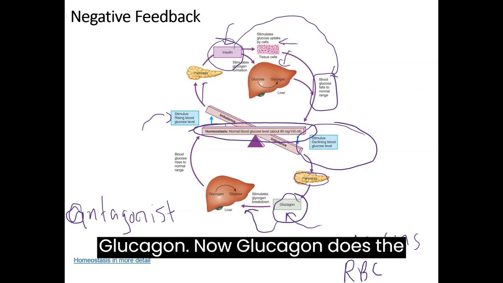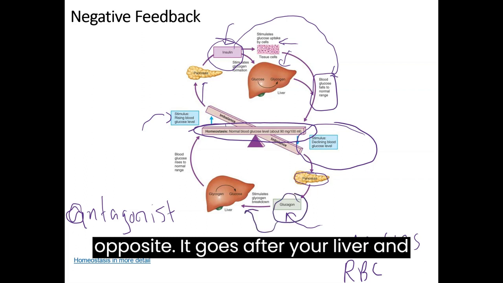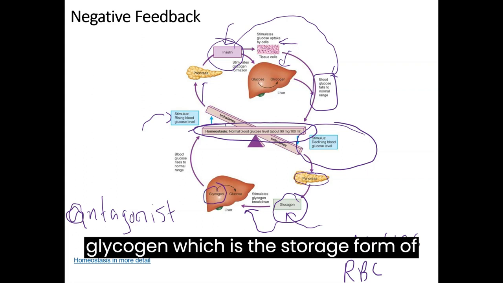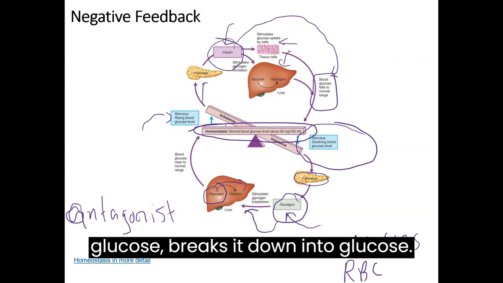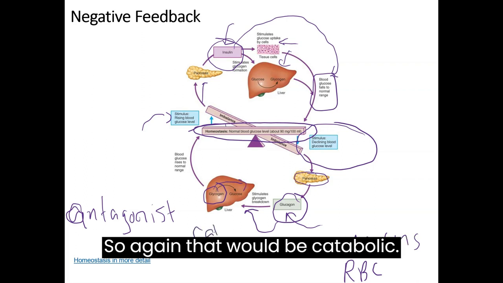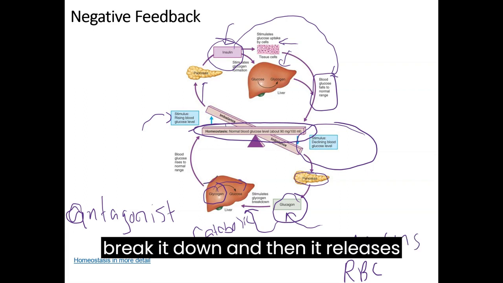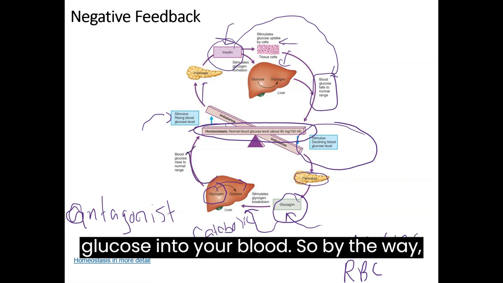Now, glucagon does the opposite. It goes after your liver and skeletal muscle, and it takes that glycogen, which is that storage form of glucose, breaks it down into glucose. So again, that would be catabolic. Remember, if you take something big and break it down, it releases glucose into your blood.